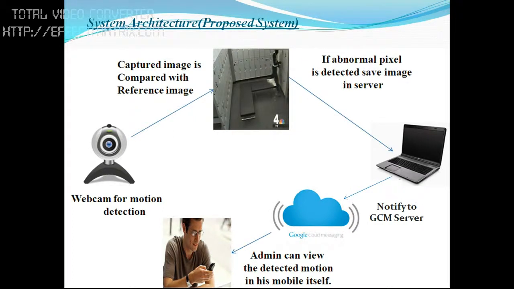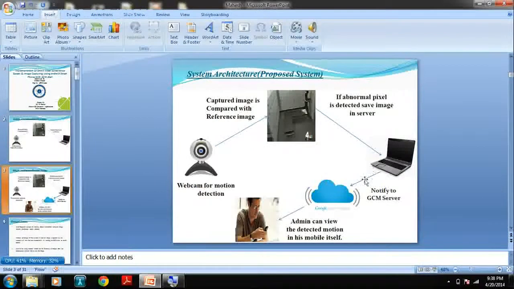So whatever message or data you want to send from the server to the Android applications, we need the GCM server in between. So the GCM server acts as the mediator between these. Here overall we can easily understand what's going on. The webcam is used for object detection. Whatever object comes in front of the camera, that image will be sent to the Android mobile. So this is the proposed system architecture. Now I'm going to present the demo so that it will be more clear.